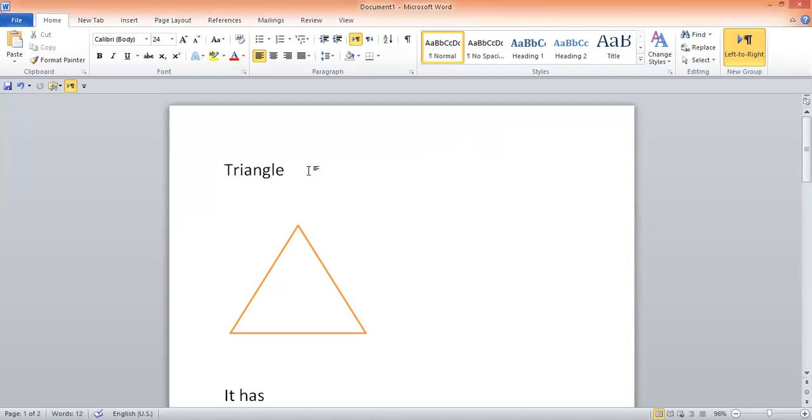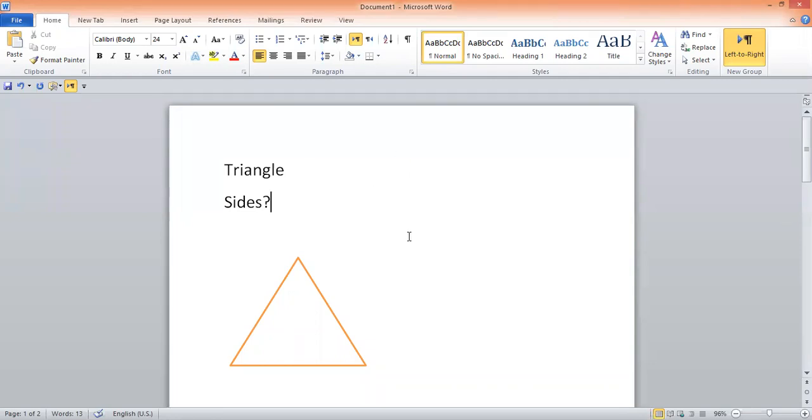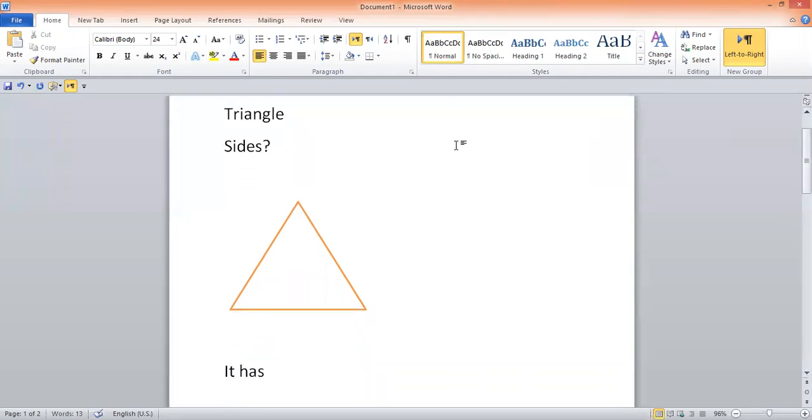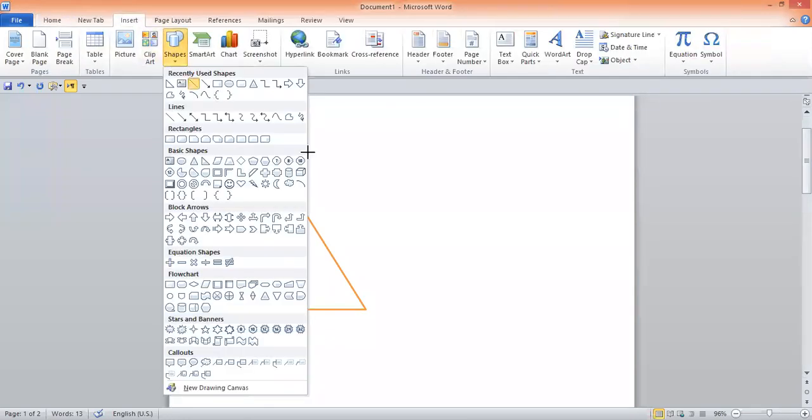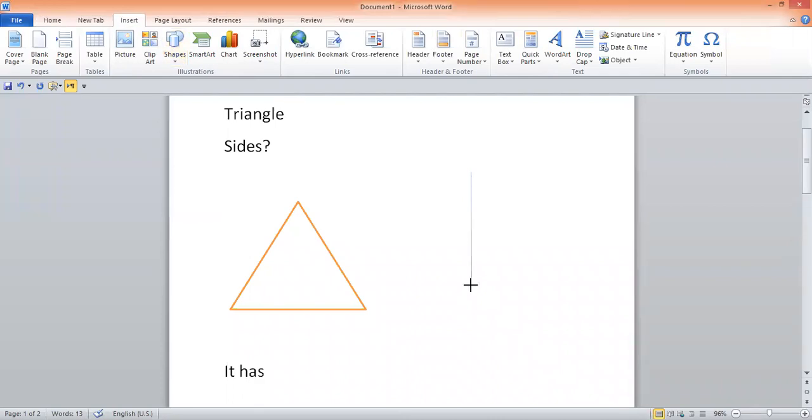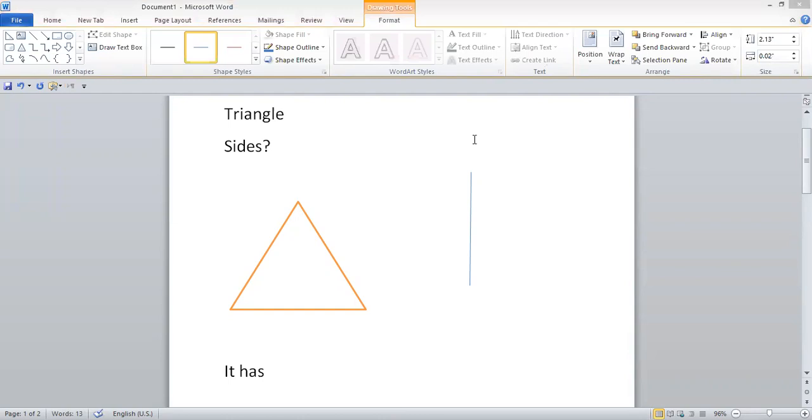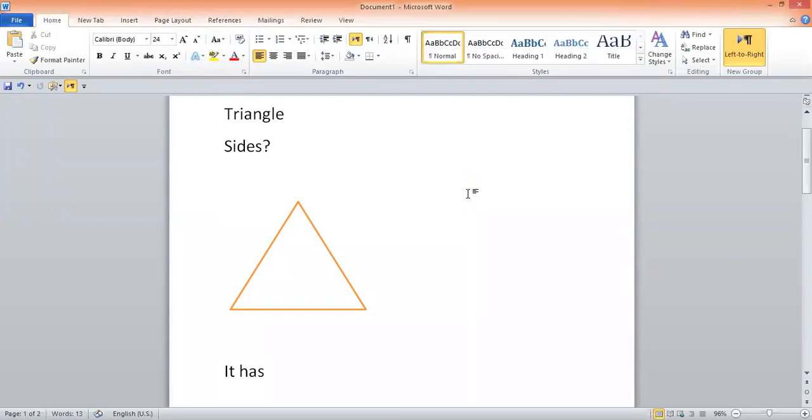A triangle is a 2D shape, a two-dimensional shape, guys, which has three sides and three corners. Now the question comes to our mind, sir, what is a side? So, guys, the flat parts of the shape are called sides. Look at this line. Is this a straight line? Yes. Very good. You can check the sides by checking the straight lines in a 2D shape. Like this is the first side, this is the second side, and this is the third side.